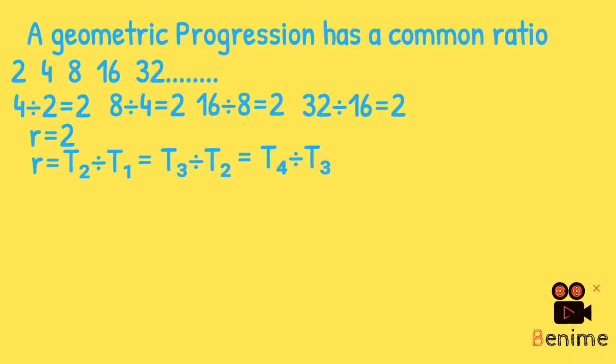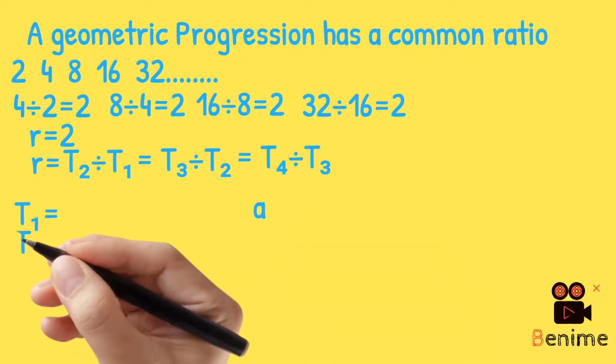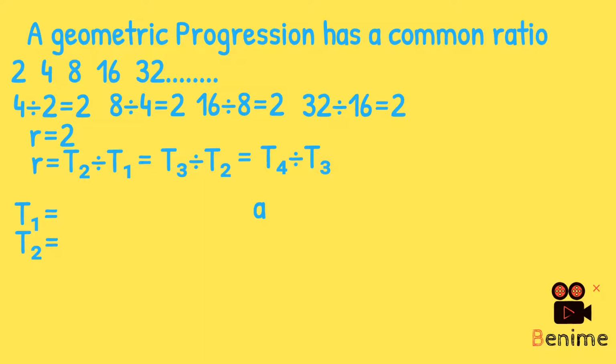So we are going to use this now to derive something. Like I said, the first term is T1. Your first term is always represented by the letter A. So T1 is equal to A. Now T2, like I've explained, you multiply T1 by your common ratio. You multiply the first term by your common ratio. T2 is equal to T1 times R.